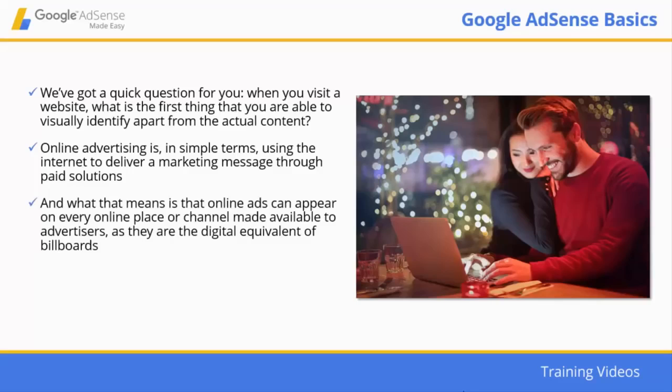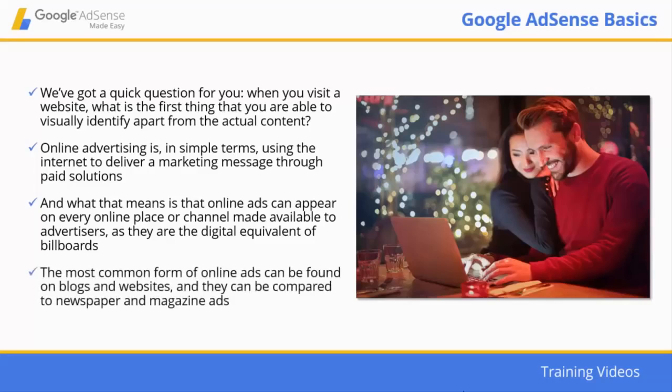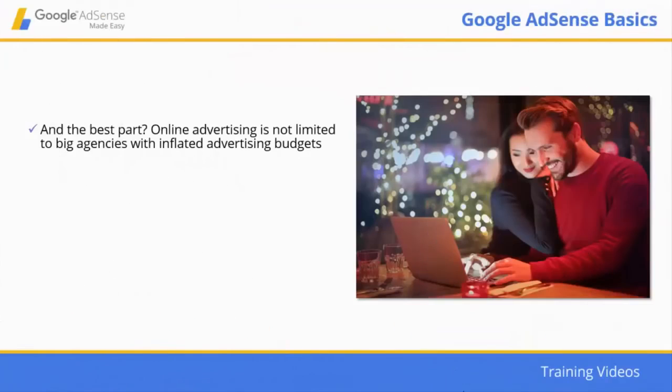In fact, once you start digging in, you'll be able to find all types of parallels to real-world advertisements. The most common form of online ads can be found on blogs and websites, and they can be compared to newspaper and magazine ads. You will also find ads on YouTube videos, which are the internet version of TV ads, as well as other types of online ads that go a step further, such as mobile ads and in-app ads. Online ads have such a wide reach that they are also natively integrated on social media platforms such as Facebook, where you are allowed to promote your own content affordably and without much hassle. And the best part?